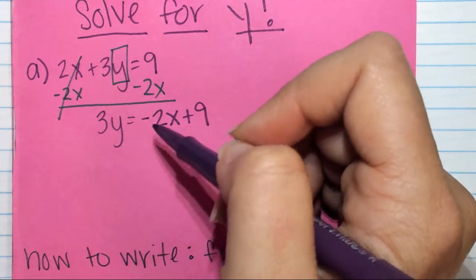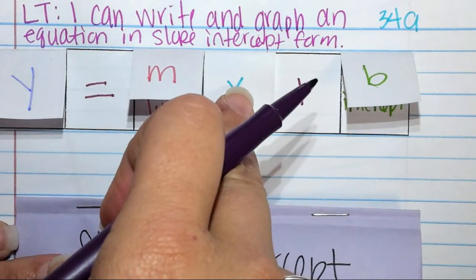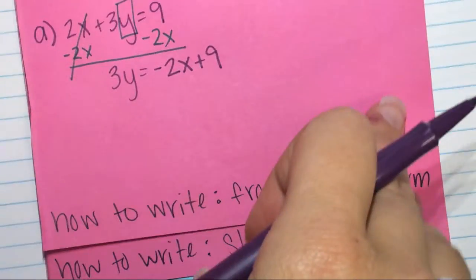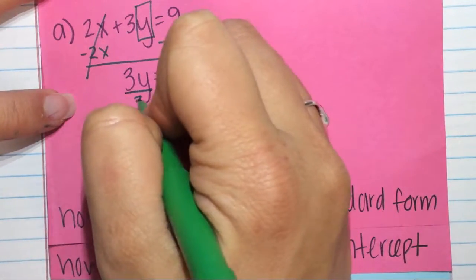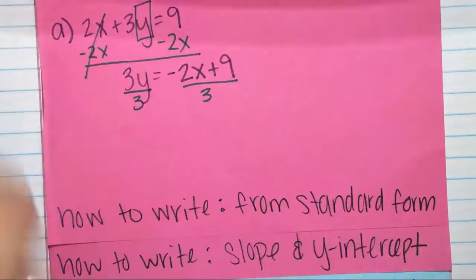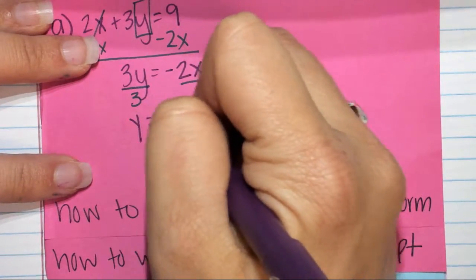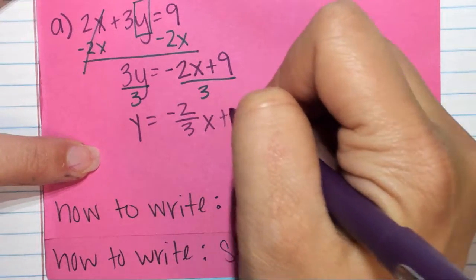Now, we write it as negative 2x plus 9 because slope-intercept form is y equals mx plus b. So the x needs to come first. Does everybody understand? That's why I've been trying to tell you to do that. Okay, so what do I do now? Divide by 3. Then you get y equals negative 2/3 x plus 3. Good, take a point.